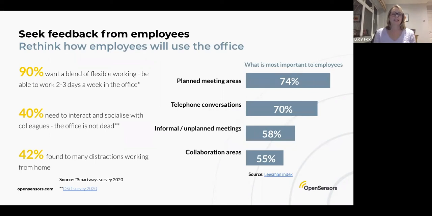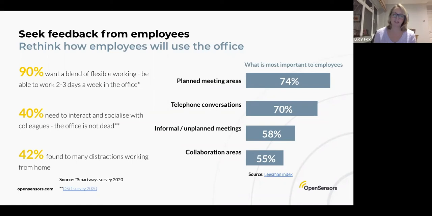When you look at some of the data, we saw that 90% want a blend of flexible working. So they want to be in the office 2 to 3 days. Again, that's actually quite a shift, because although 2 to 3 days was talked about towards the middle and end of last year, certainly we saw more around the 1 to 2 days, but it's definitely seeing a sign of increasing. 40% need to interact and socialise with colleagues. There's no real change on that data. There's still a percentage of people that see that need for social interaction.